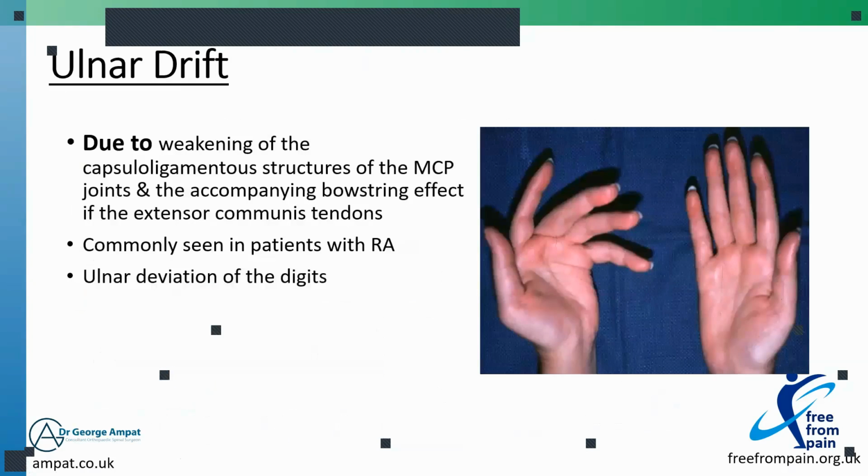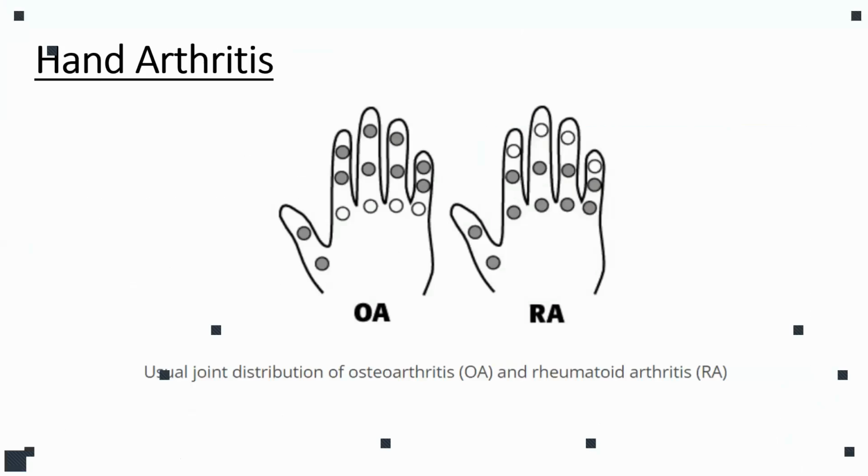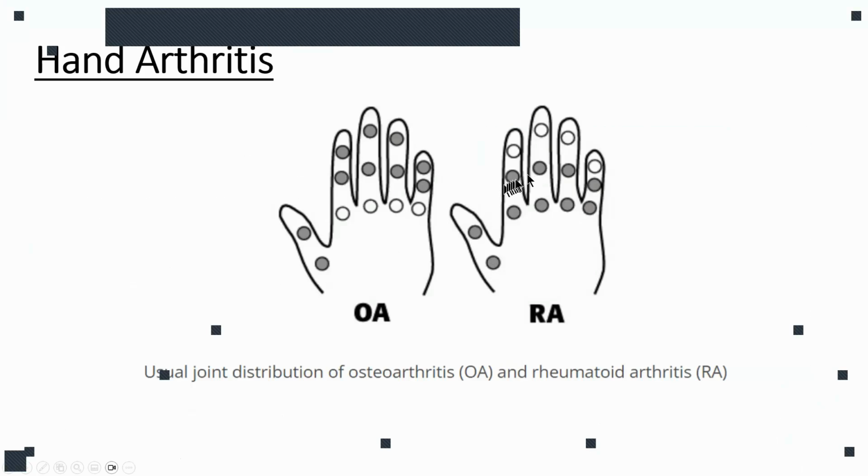But in rheumatoid arthritis, one of the things that we can see is the ulnar shift. The fingers of the hand move actually towards the ulnar side, and that is because of an imbalance between the tendons and the ligaments, and that is why you get the ulnar drift. But in hand arthritis, rheumatoid arthritis usually affects the MCP joint and the proximal interphalangeal joint, whereas osteoarthritis usually affects the distal interphalangeal joint and the proximal interphalangeal. They usually don't affect the MCP joint.